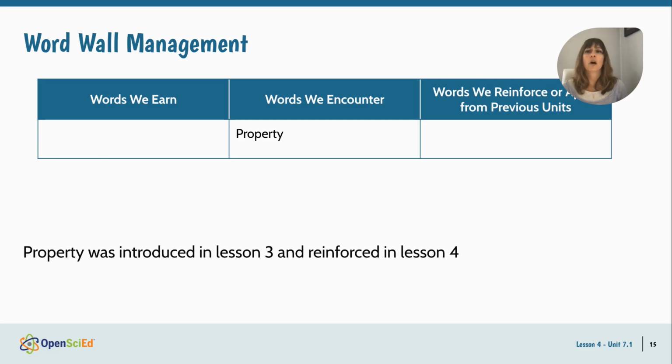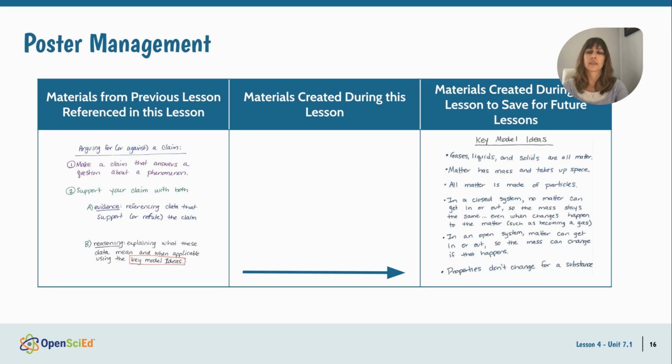The only vocabulary word that will come up during this lesson is the word property. It was introduced in lesson 3 and reinforced here in lesson 4. There are a couple of posters that you'll be using in this lesson. The first one is the key model ideas. That's a poster that you'll come back to throughout the unit, and you'll be adding, again, that last bullet point, properties don't change for a substance. That's on day 1.